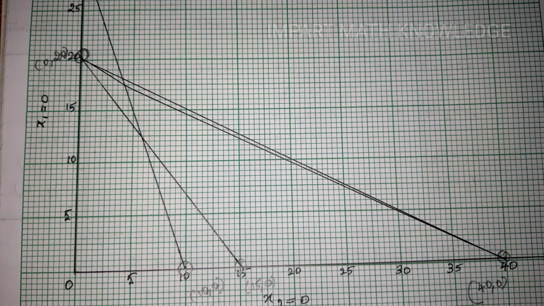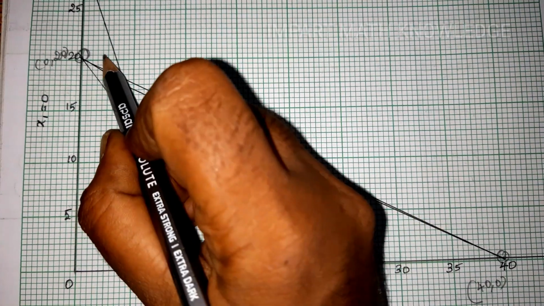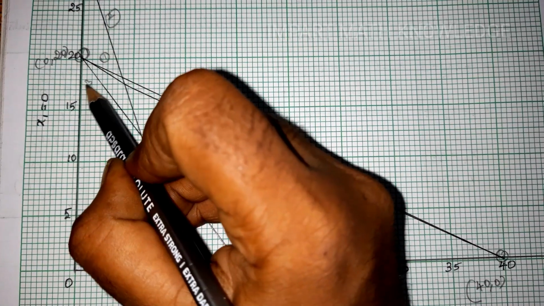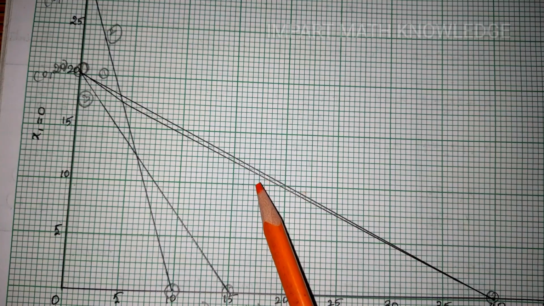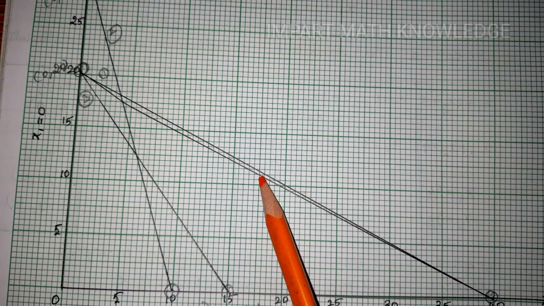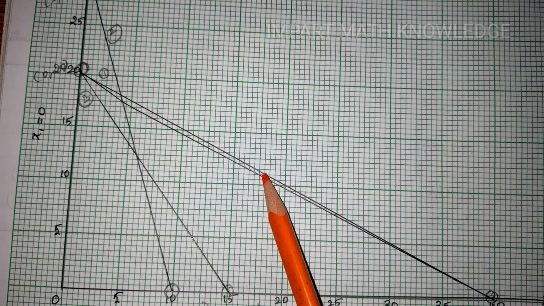Now we have to shade the region. This is the first constraint, this is the second constraint and this is the third constraint. This is the first condition. So the inequality is less than or equal to type. So you have to shade inside the region.